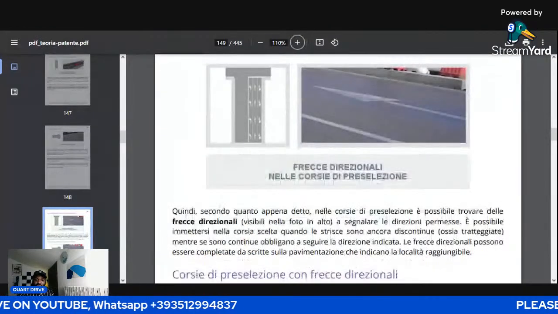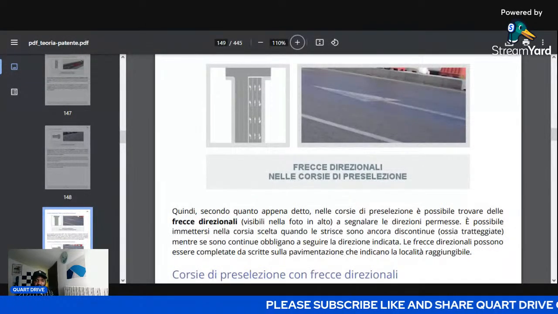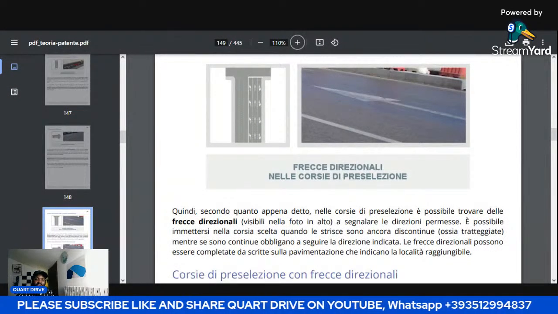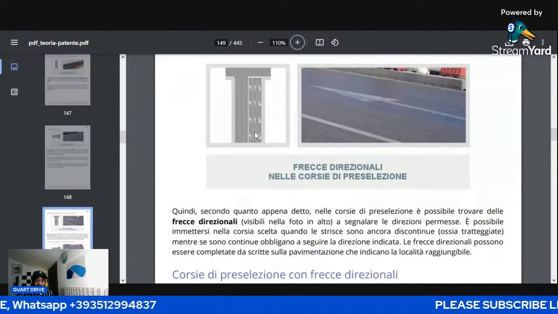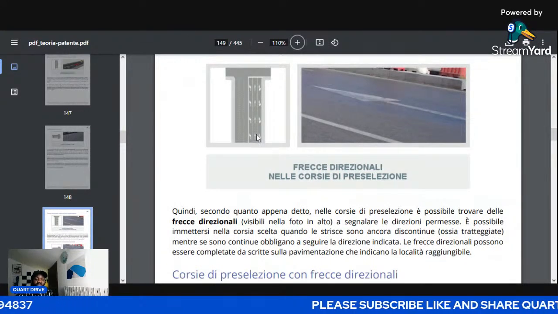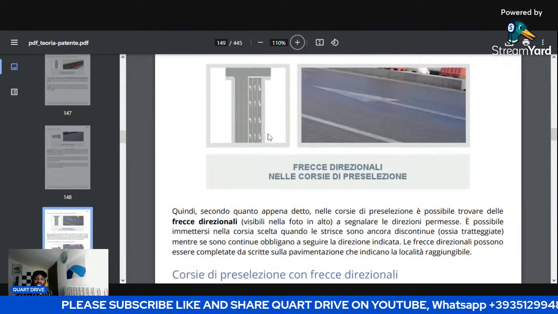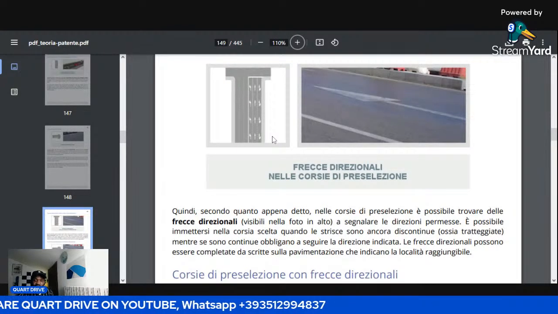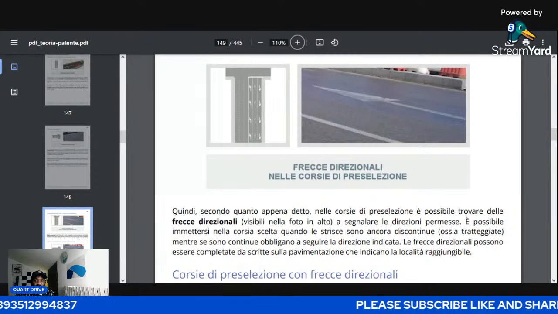So what the book is talking about is that freccia direzionale visibile nella foto in alto segnale la direzione permessa, è possibile immettersi nella corsia scelta quando le strisce sono ancora discontinua. That is what I said initially. This freccia di direzione gives the direction, so you have to be very attentive, selecting the lane before getting to the junction. That is freccia di direzione or preselezione. So it says, immettersi nella corsia scelta quando le strisce sono ancora discontinua.